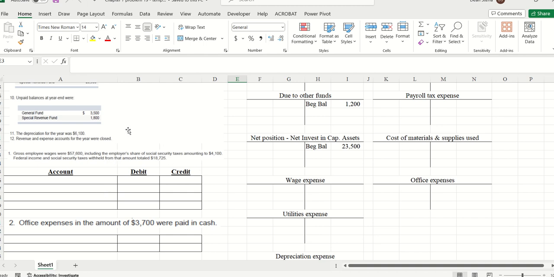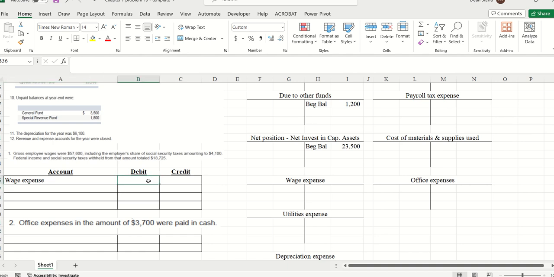So remember, we're doing a proprietary fund now. A proprietary fund operates just like a normal business does on the accrual basis. It's not modified accrual like we've been wrestling with this semester. Okay, so what are we going to do? We're going to debit wage expense. How much is that going to be?